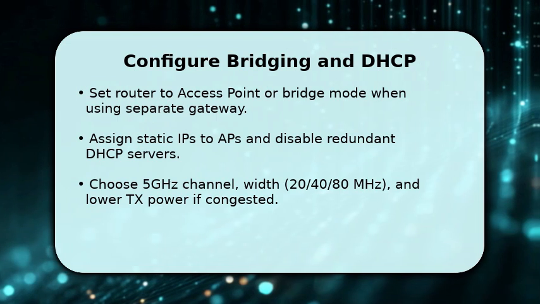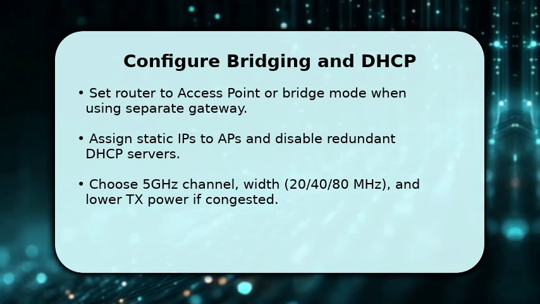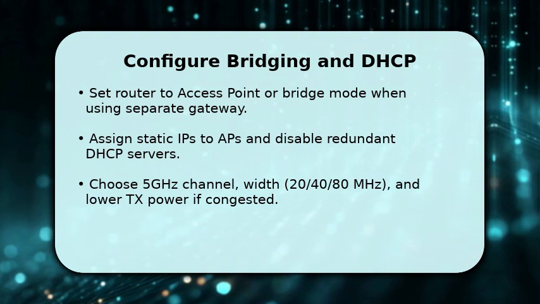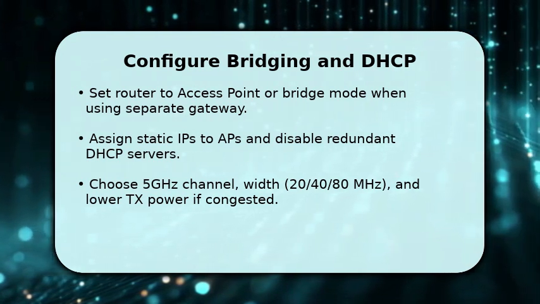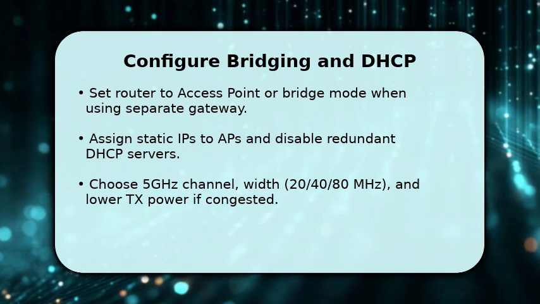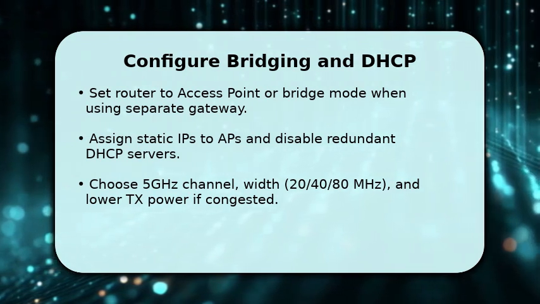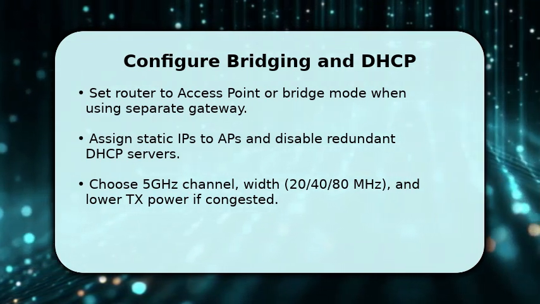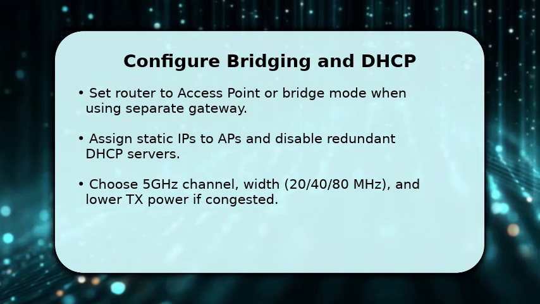If you have a separate gateway, switch the secondary unit to access point or bridge mode so only one DHCP server remains active. Otherwise, assign static IPs outside the DHCP pool. Make sure wired APs are on the same VLAN or SSID if needed.